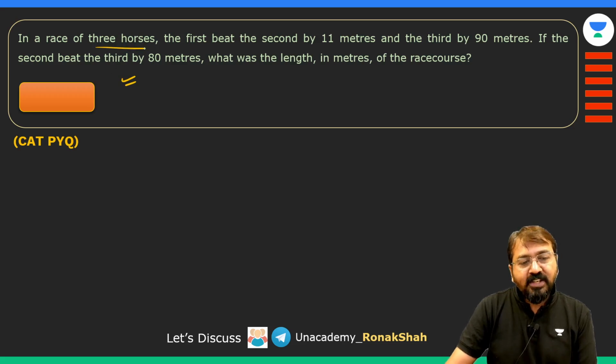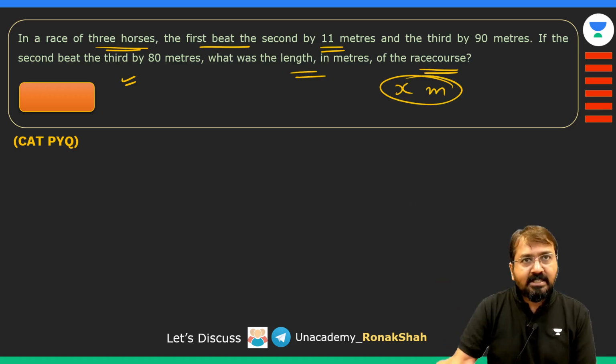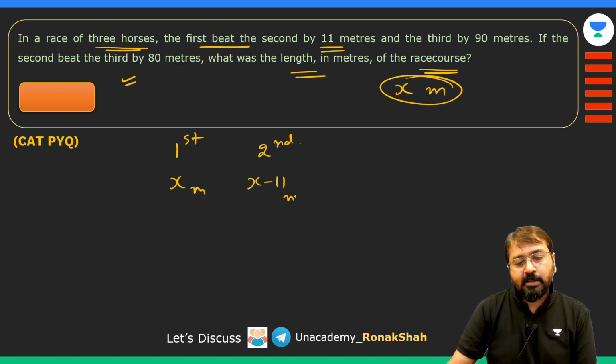In a race of three horses, the first beat the second by 11 meters. And once again, we are asked the length of the race course. So let's assume the length of the race course once again as x meter. The complete data is in meters. So when the first horse runs x meter, the second horse is running 11 meter less. So it should be x minus 11 meter.